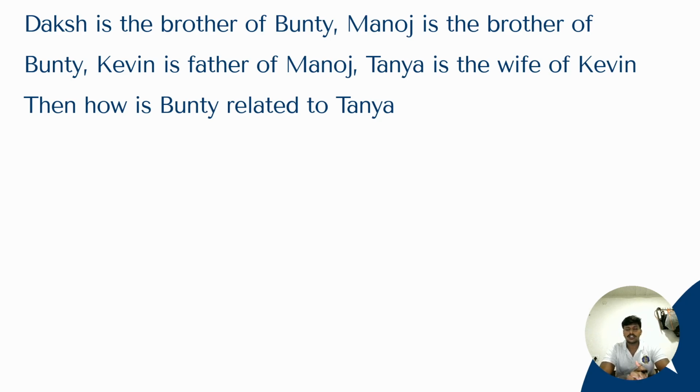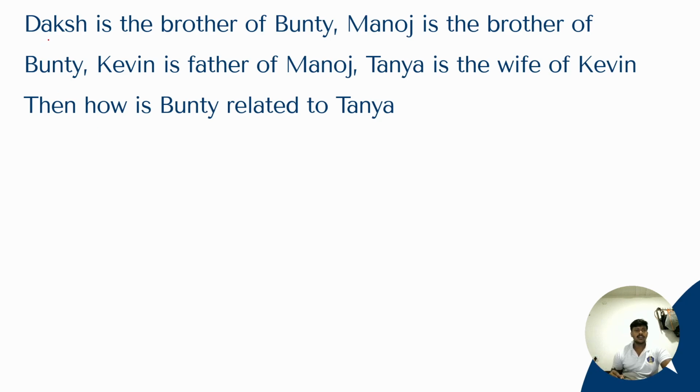So we are going to discuss the first model where each and every statement is going to be lengthier like this. Daksh is the brother of Bunty, Manoj is the brother of Bunty, and so on. And you need to find out the relation between two people in the given statements. So without further delay, let's get started. Simple thing, draw the diagram based on the symbols we have explained in the previous case.